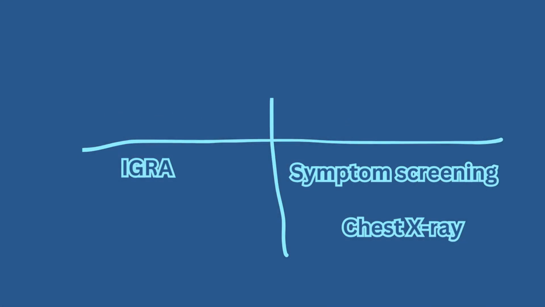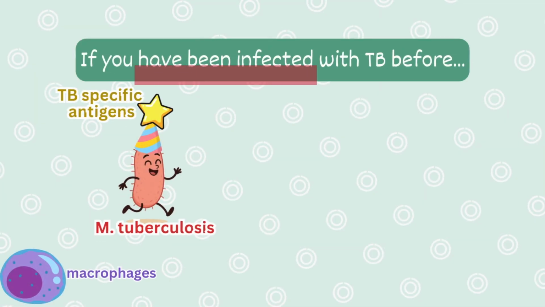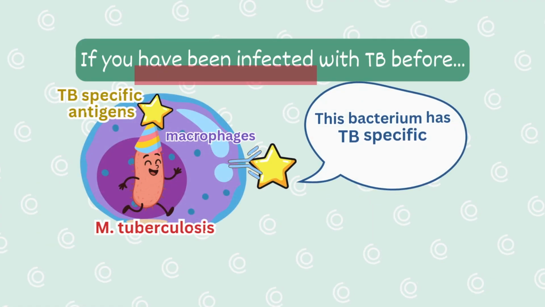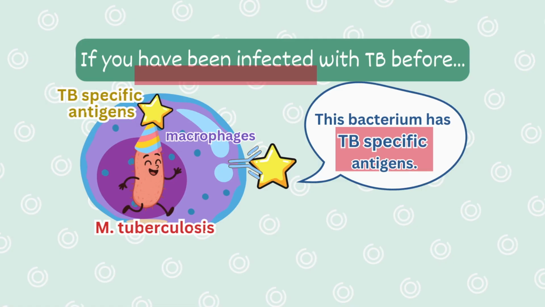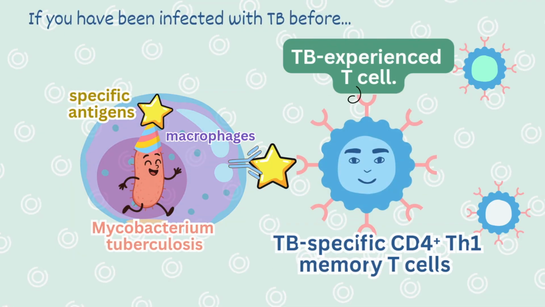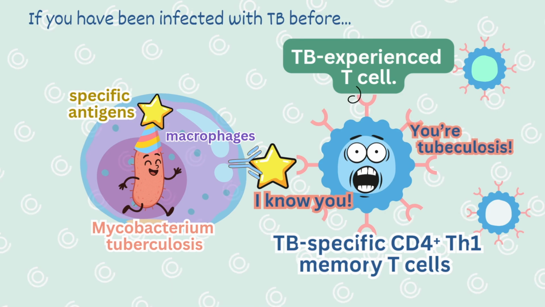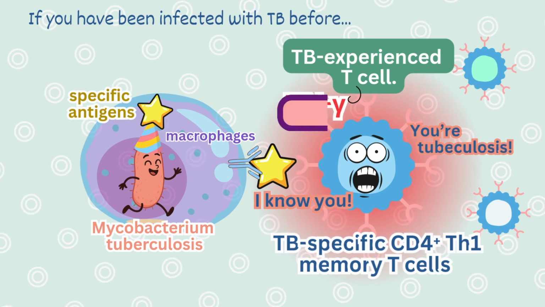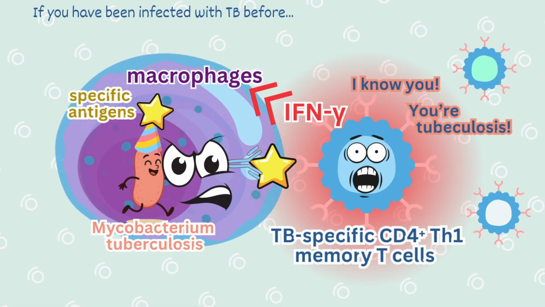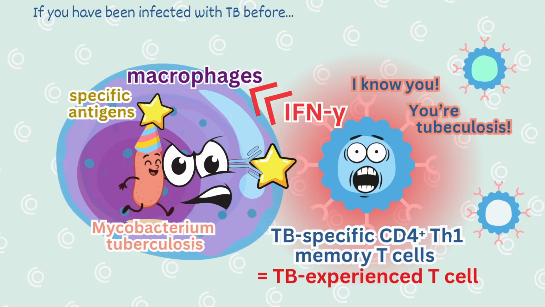When Mycobacterium tuberculosis enters the body, macrophages first ingest the bacteria and present its antigens to T cells, essentially saying, this bacterium has these antigens. If the person has been infected with TB in the past, TB-specific memory T cells recognize the antigen and respond by saying, that's tuberculosis. It's an enemy. And they release interferon-gamma. The released interferon-gamma activates macrophages, enabling them to attack Mycobacterium tuberculosis more effectively.